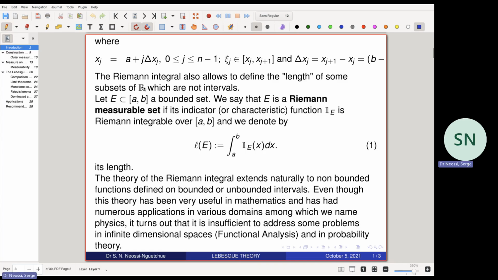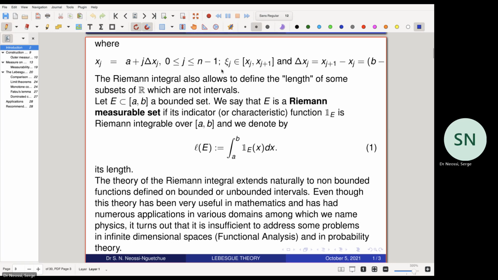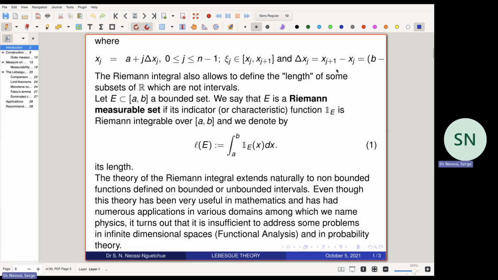In the above definition, x sub j is defined from the lower limit of integration, that is, a plus j times the spacing delta x sub j. That is the grid spacing. And in this case, j is in the range of 0 up to n minus 1, and psi j is in the interval [x sub j, x sub j plus 1]. And delta x sub j is the difference between two consecutive points, x sub j plus 1 minus x sub j. And this actually gives us delta x, which is defined to be b minus a divided by n, the number of subintervals.